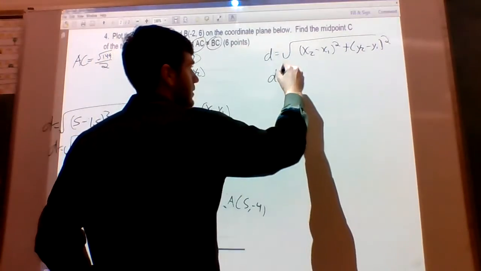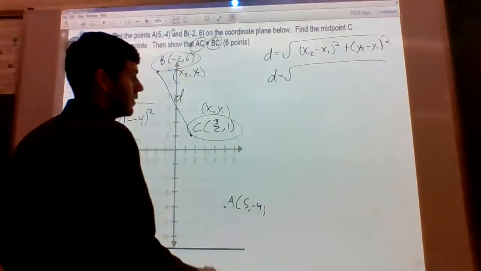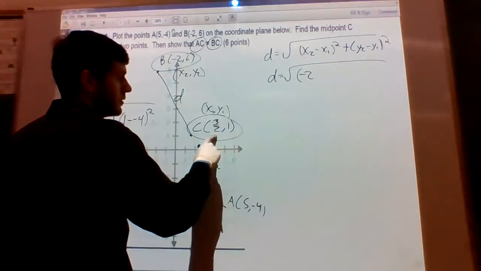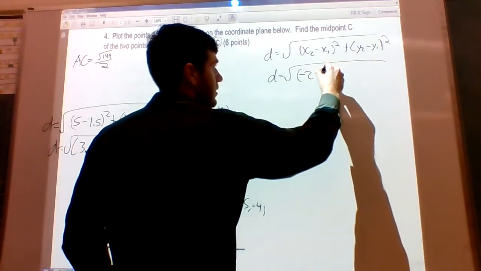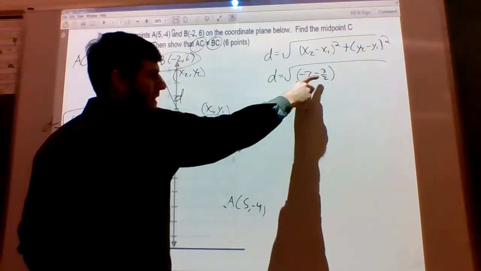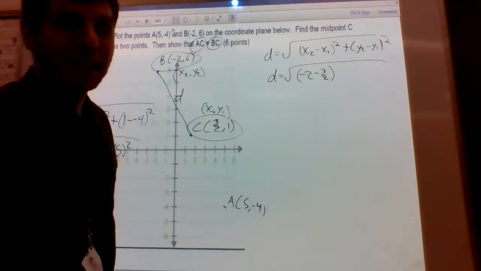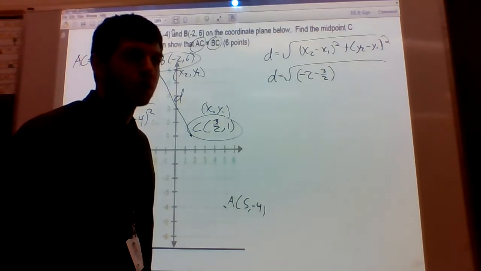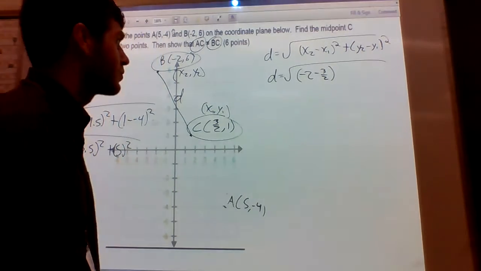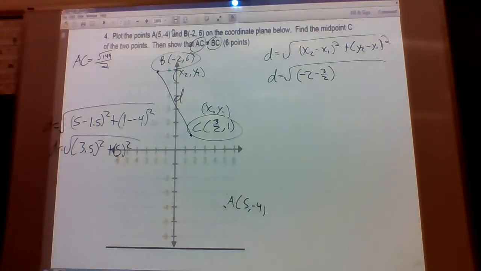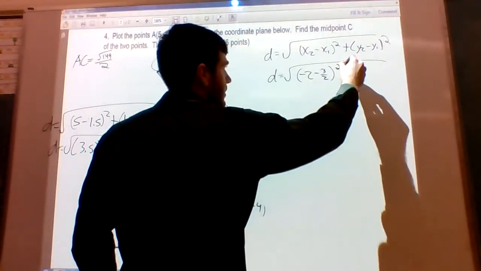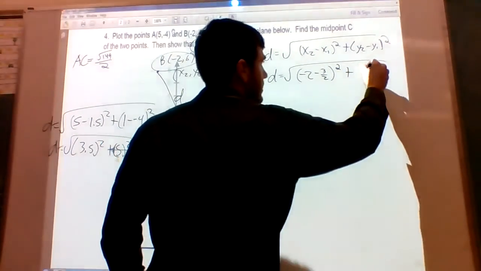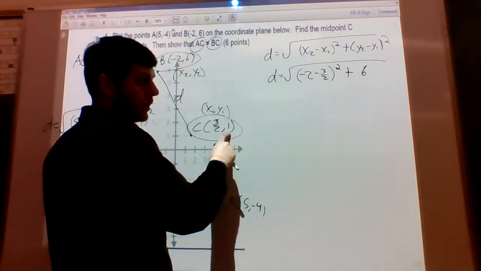So distance is going to equal the square root of what's x2? Negative 2 minus 3 halves. Already, we know that's going to be negative 3.5. Negative 3.5 squared is going to be the same as 3.5 squared, like we had in the last one, so that's good news. y2 is 6. y1 is 1.